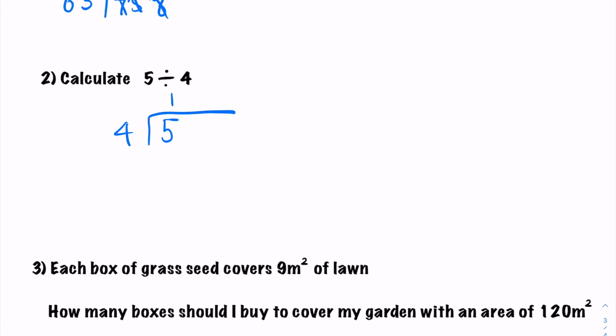But what's going to happen here is you're going to run out of space. You put the 1 there, but obviously there's no 4s that can go into that 1. And so what are we supposed to do? Well, in that case, you can actually just stop and say, well, this is just equal to 1. So 5 divided by 4 is just equal to 1 with a remainder of 1. Okay, that would be one way of doing it.